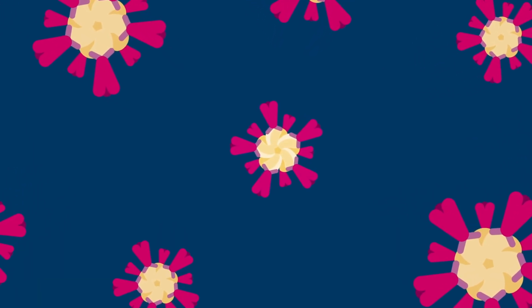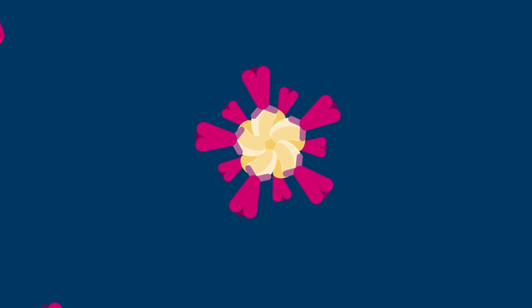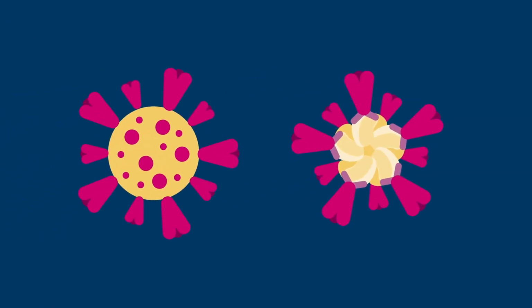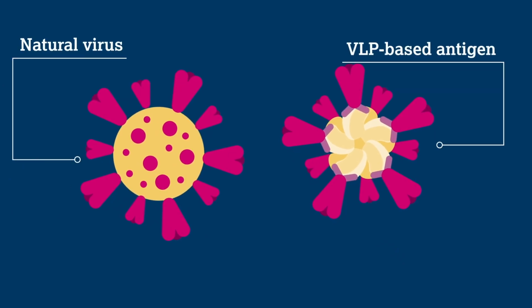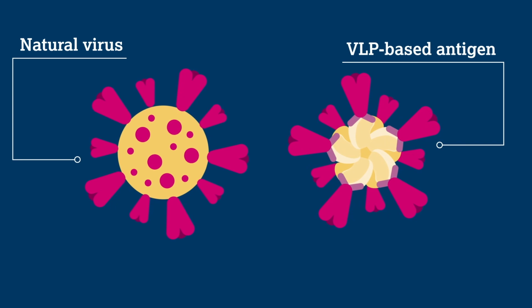A virus-like particle, or VLP, is a type of vaccine that mimics how naturally occurring viruses appear to our bodies, but is not able to cause disease. VLPs engage the immune system in a manner that closely resembles interactions with actual viruses by mimicking their structure.